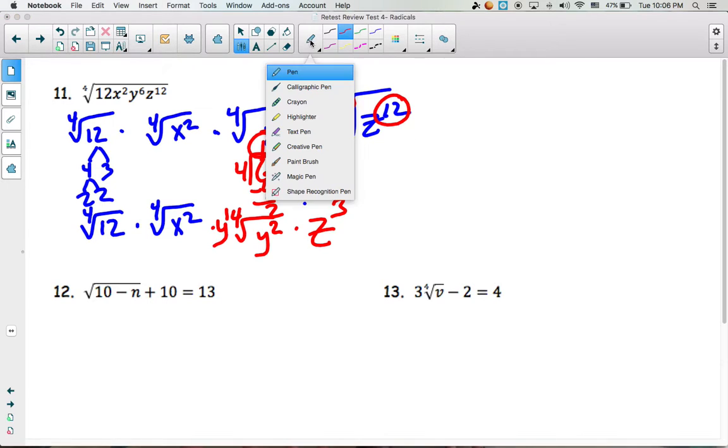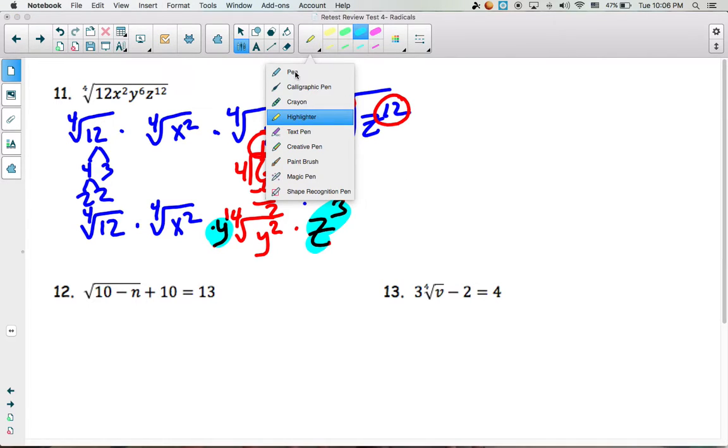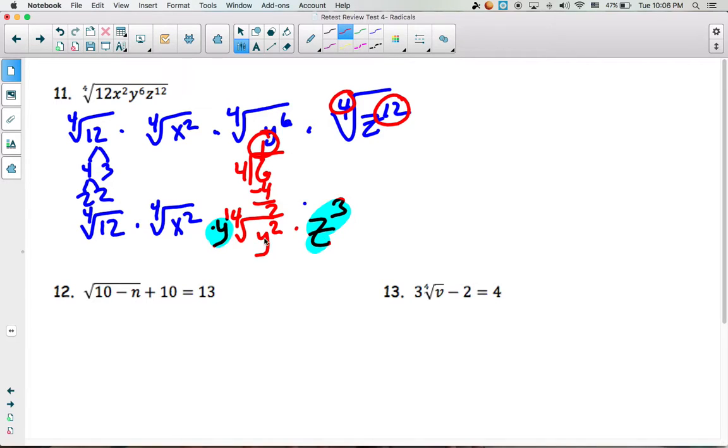Now, what I want to do is go through and multiply together everything that is outside the radical. So z to the 3rd would be outside of the radical. Y is outside, and that would be it. So I'm going to multiply those two together. Y times z to the 3rd, we're going to write it as y z to the 3rd.